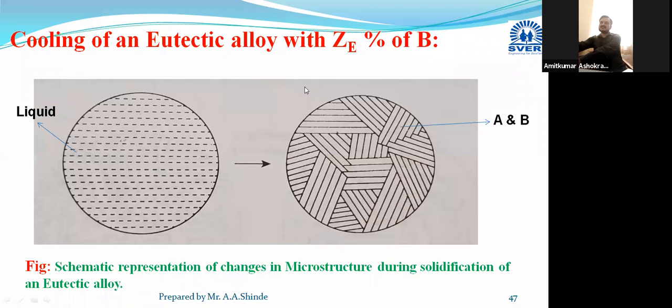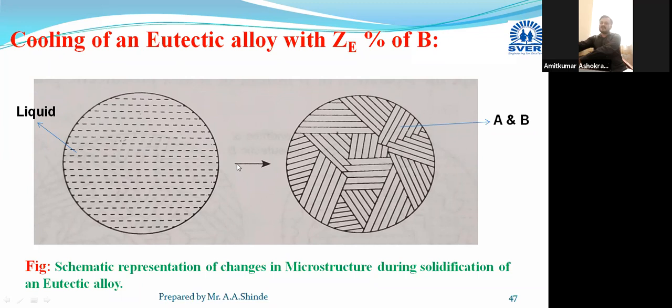In 1 to 2, this microstructure will be there, only liquid. In this way you have to show only liquid. In region 1 to E, only liquid will be there.